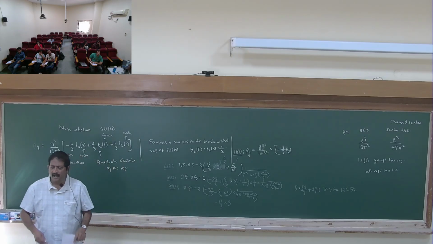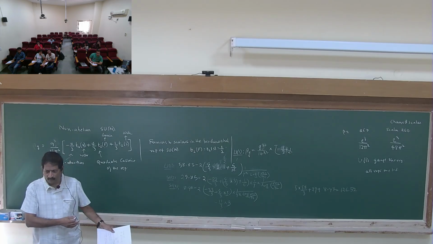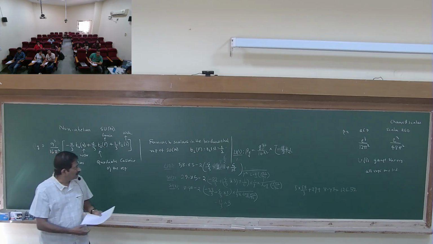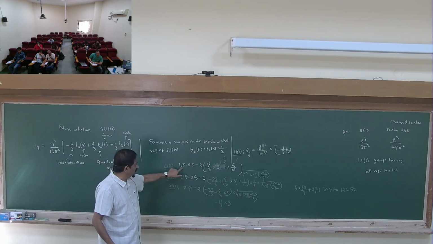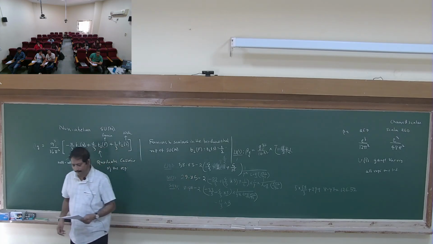So it is a hypothesis that maybe they came from an SU5, in which case this factor of 3 by 5 you need in order to get this particular normalization. Okay.